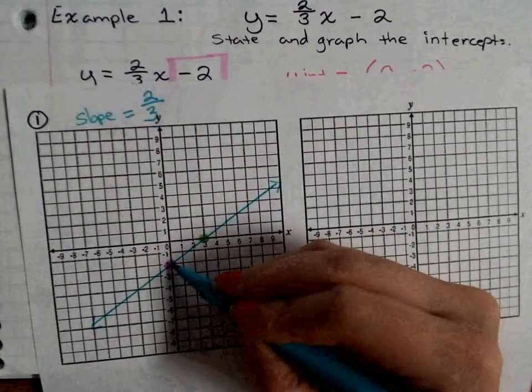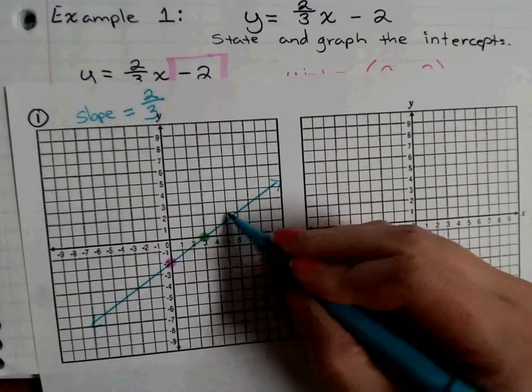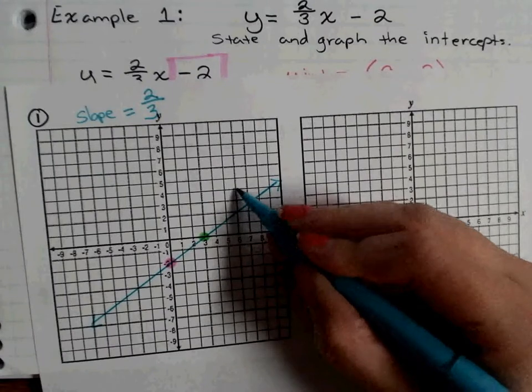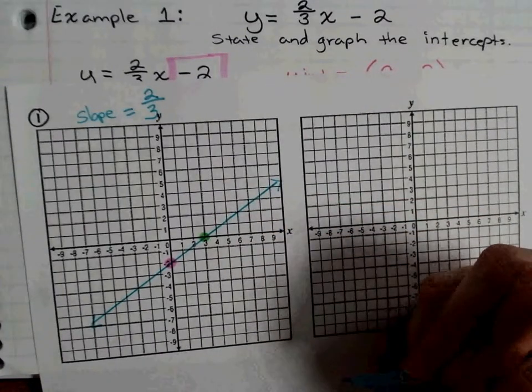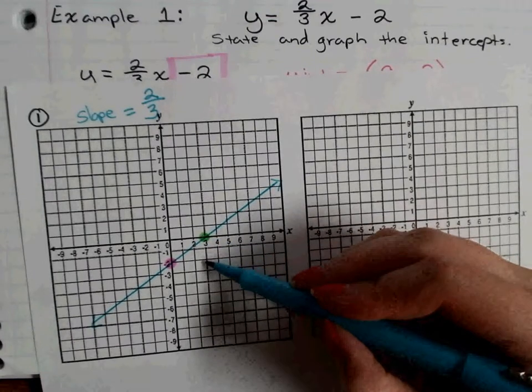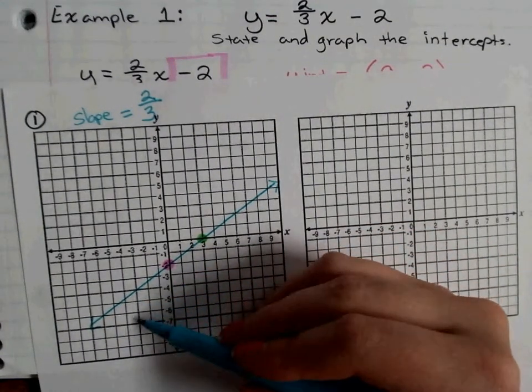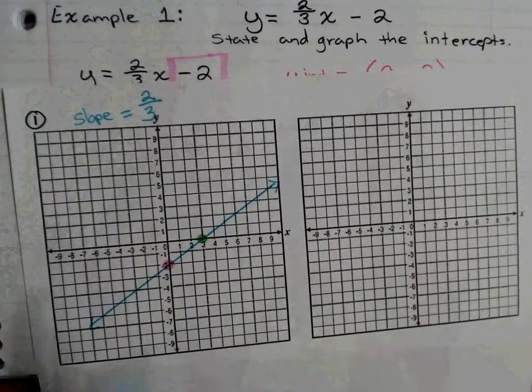We're going to increase by 2 and run 3. Then increase by 2, run 3. Increase by 2, run 3. Okay, and the same thing can be said in the reverse. You could go backwards. You could go down 2, to the left 3, so -2, -3, -2, -3, and it'll still take you to the same point. Remember, slope is direction. It tells you how to get from one point to the next.